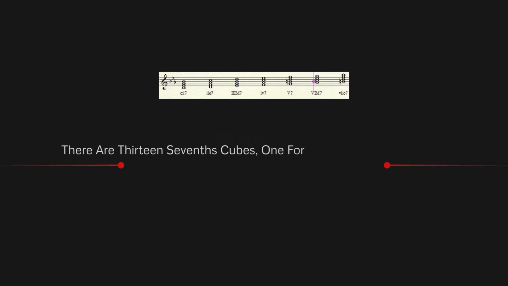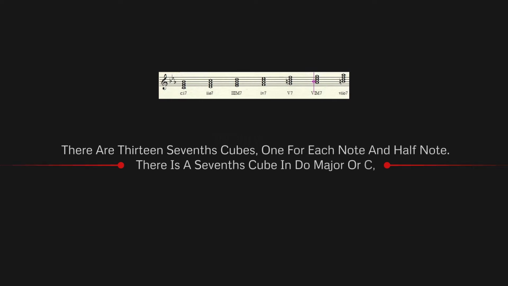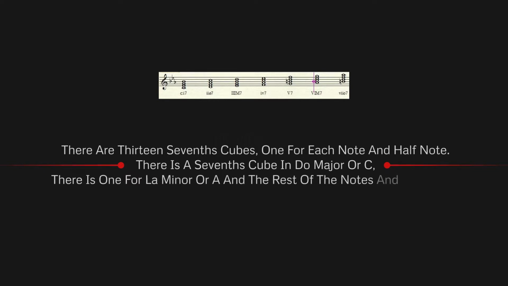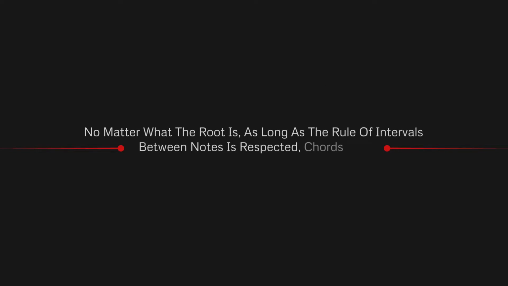The 13 cubes that form all the melody in the world. There are 13 7th cubes, one for each note and half note. There is a 7th cube in Do major or C. There is one for La major or A and the rest of the notes and half tones. No matter what the root is, as long as the rule of intervals between notes is respected, chords and sevenths can be built from the cube.